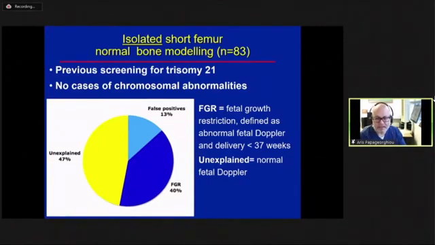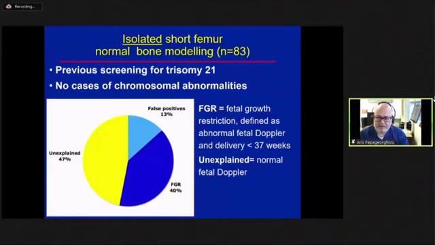And that's because they had been previously screened. So remember, generally speaking, an isolated short femur is actually a pretty poor marker for Down syndrome. It has a likelihood ratio of pretty much 1. So not a strong marker. And if there are no other features of Down syndrome, then it's not a useful marker.